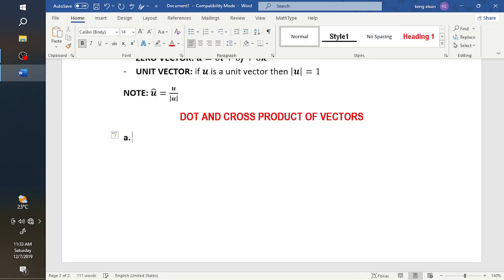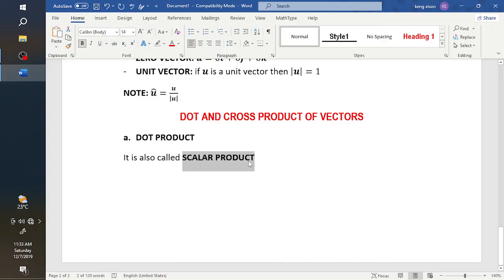Let us start with the dot product. The dot product is also called the scalar product. Let's write this down. What it means is that if you do the dot product of 2 vectors, the result is a scalar. A scalar is any real number that you know. So if you do the dot product of 2 vectors, you get a scalar as your answer.